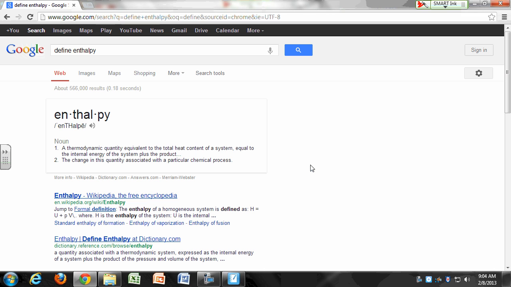Okay, notice the way it's, see, the second syllable is where your stress is when you pronounce it. Okay, enthalpy.